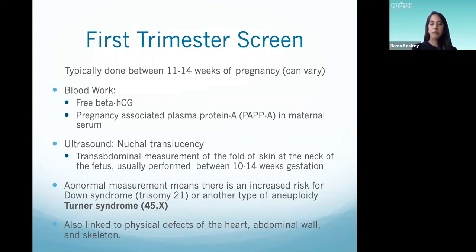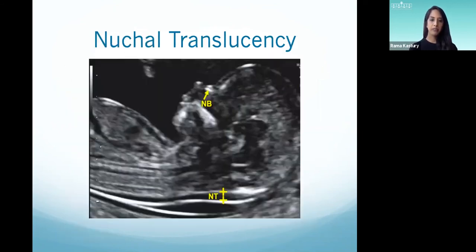Abnormal measurements of that nuchal translucency can show an increased risk of certain chromosomal abnormalities like Down syndrome or monosomy X, which is also called Turner syndrome. Sometimes it can be linked to other physical defects of the heart, the abdominal wall, and the skeleton. It can sometimes be associated with a condition called Noonan syndrome, which is a single gene disorder, not a chromosomal disorder.